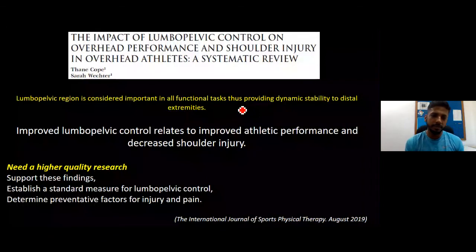They have concluded like that, but still they have said that they need high quality research in order to support these findings. And also we need to establish a standard measure for lumbopelvic control, how to measure that. We have to come up with a few measures, and this was done recently, in August 2019. So definitely there is a lot of scope to work on this area, and also to determine the preventative factors for injury and pain in terms of lumbopelvic control. Still, a lot of research has to be done in the future.